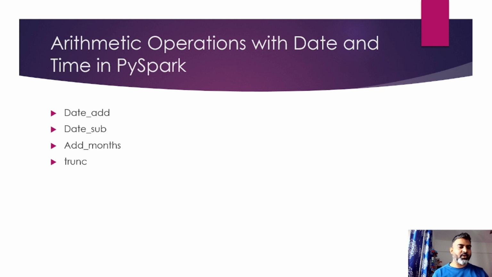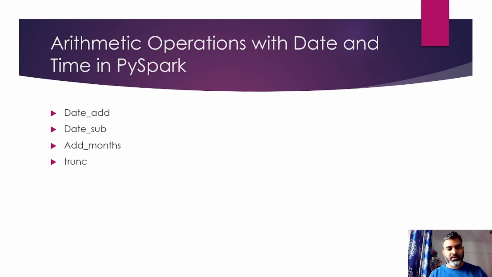So basically, when you want to add a certain number of days to the existing date column, you can make use of the date add function. Similarly, if you want to subtract some number of days from the existing date column, you can make use of the date underscore sub function. And if you want to add months to an existing date, then you can make use of the add months function. And if you want to take the date to the first day of any month, then you can make use of the truncate function. Okay, and you can also mix and match these functions to generate some kind of date operation which is required by your project as well.